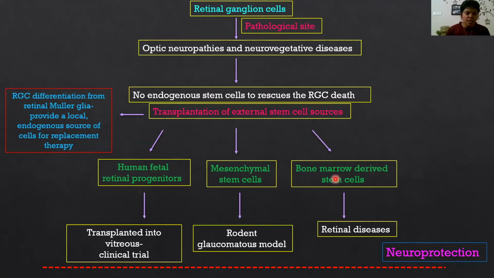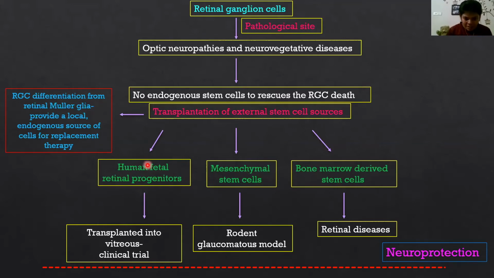Sometimes they say that the Muller glia, which is intrinsically present in the retina, can also program itself towards the RGC lineage. So this is one study, and people also claim Muller glia might have stem-like properties, and then they might help in RGC neuroprotection. So I use the word might. So we do not know. There is more research which has to be carried out in this area.